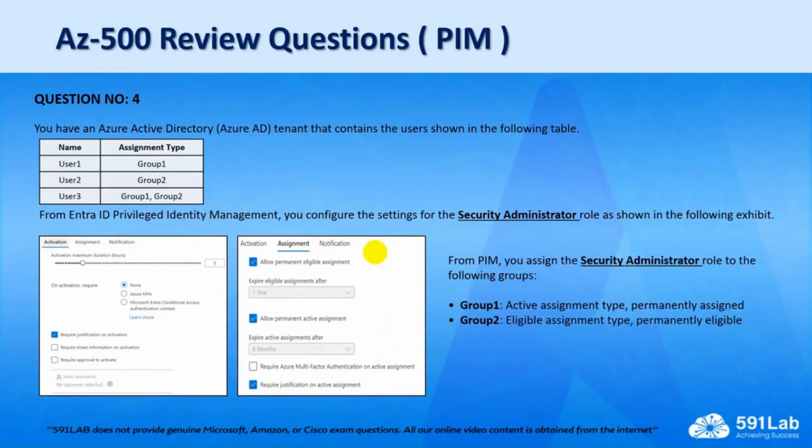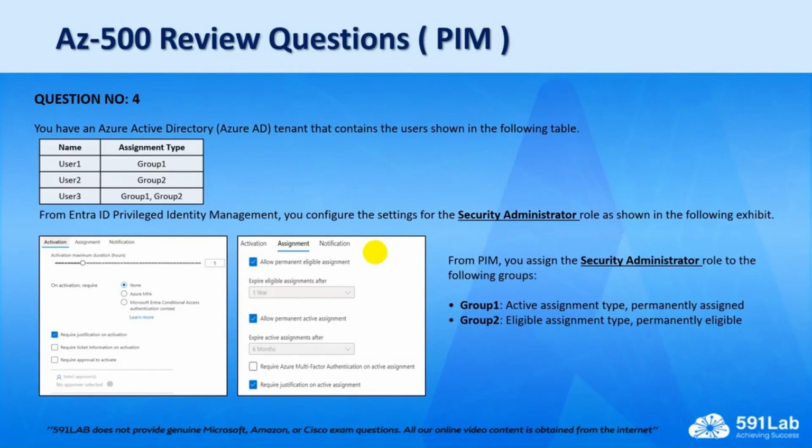Question 4 says, you have an Azure Active Directory tenant that contains the users shown in the following table. Good enough. We have user 1, 2 and 3, and user 1 is a member of group 1, user 2 is a member of group 2, and user 3 is a member of both group 1 and 2. Fine. The next section says, from Entra ID Privileged Identity Management, you configure the settings for the security administrator role as shown in the following exhibit. Okay, so we have enabled PIM for security administrator. Good enough. Let's look at the settings.